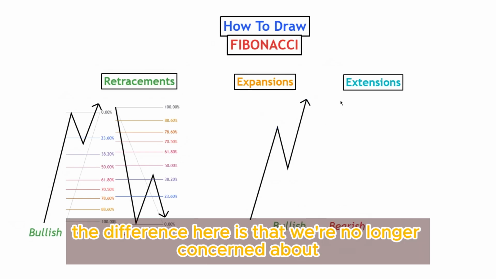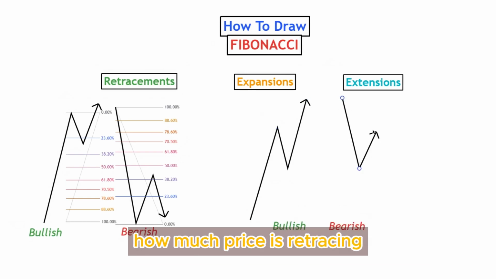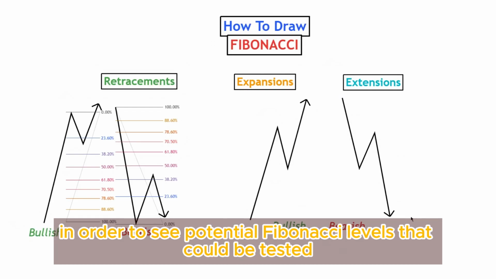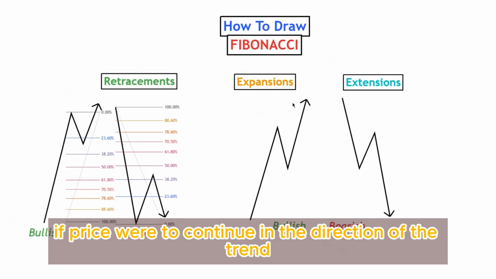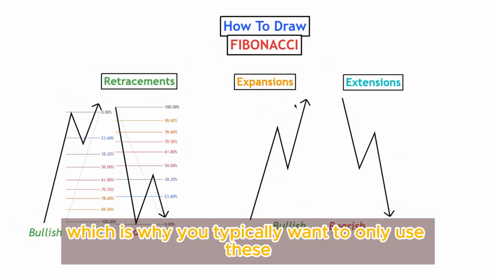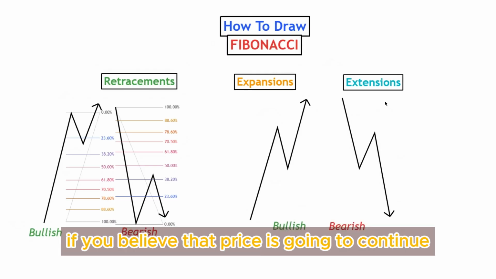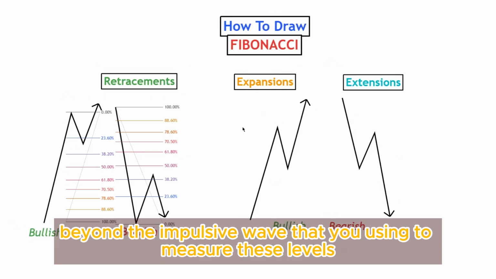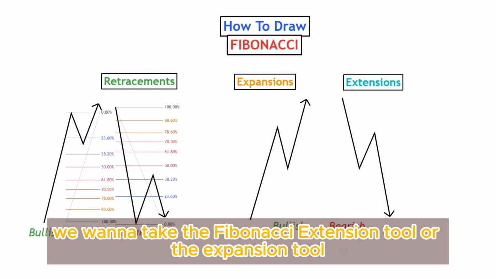But the difference here is that we're no longer concerned about how much price is retracing for the corrective wave. What we're more concerned about is the following impulsive wave in order to see potential Fibonacci levels that could be tested if price were to continue in the direction of the trend, which is why you typically want to only use these if you believe that price is going to continue beyond the impulsive wave that you're using to measure these levels.